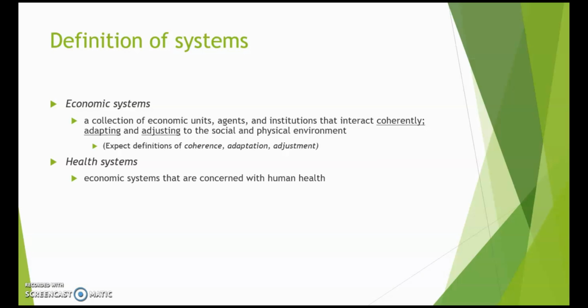Definitions of systems, okay? Again, keep in mind the roots of the term, right? Sys, together, right? So, economic systems. A collection of economic units, agents, and institutions that interact coherently, adapting and adjusting to the social and physical environment. Now, this adapting and adjusting has some commonality with what we said in week 11 about developmental aspects, human growth and development. So think about Jean Piaget, for instance, within developmental psychology. Expect definition of coherence, adaptation, and adjustments.